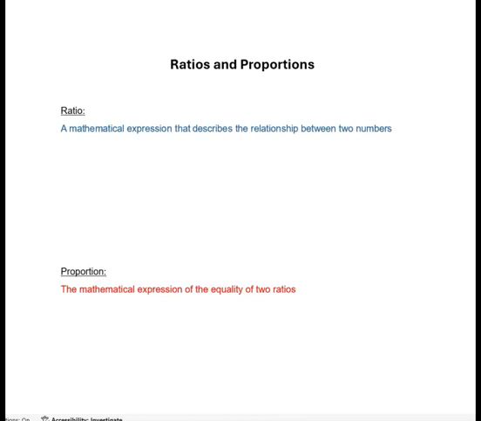So a ratio is a mathematical expression that describes the relationship between two numbers. So let's look at an example of a ratio here. In this example, I want to use something that's applicable to the everyday student. So we're going to look at the difference between males and females in a classroom and apply the definition of a ratio to that. So in this example, we're going to be looking at a classroom that has 30 students total.